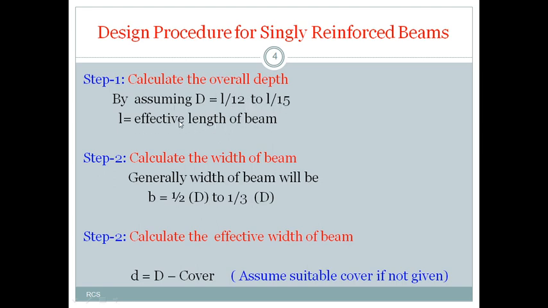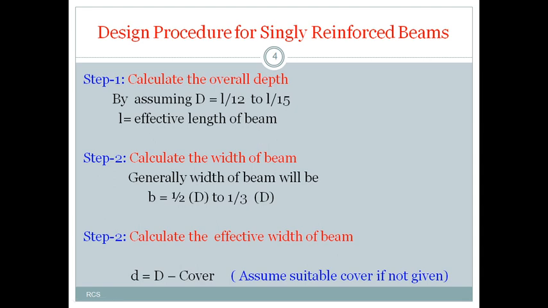After knowing the overall depth of the beam, we can calculate the width of the beam. Generally the width of the beam will be provided as half of the overall depth of the beam to one third of the overall depth of the beam. This is also based on experience. Whether these assumed values are sufficient or not, we can check in later steps. If these are okay, then we go ahead with this; if not okay, we can change this value and assume another value. Like that we do in designs, right?